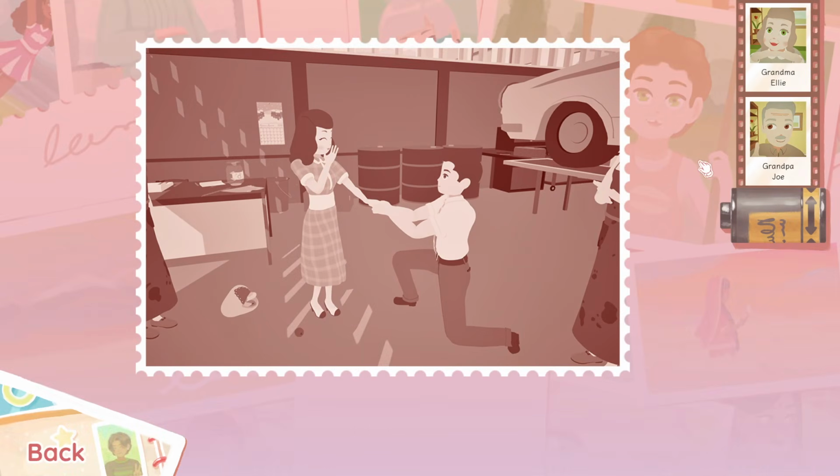Ellie and Joe, lovely. That will be the engagement right there, which appears to have taken place in a garage, during, like, an oil change or something. Not the most romantic spot for a proposal there, Joe. I felt like you could have come up with something a bit better there. Honestly, you're lucky she said yes at all.